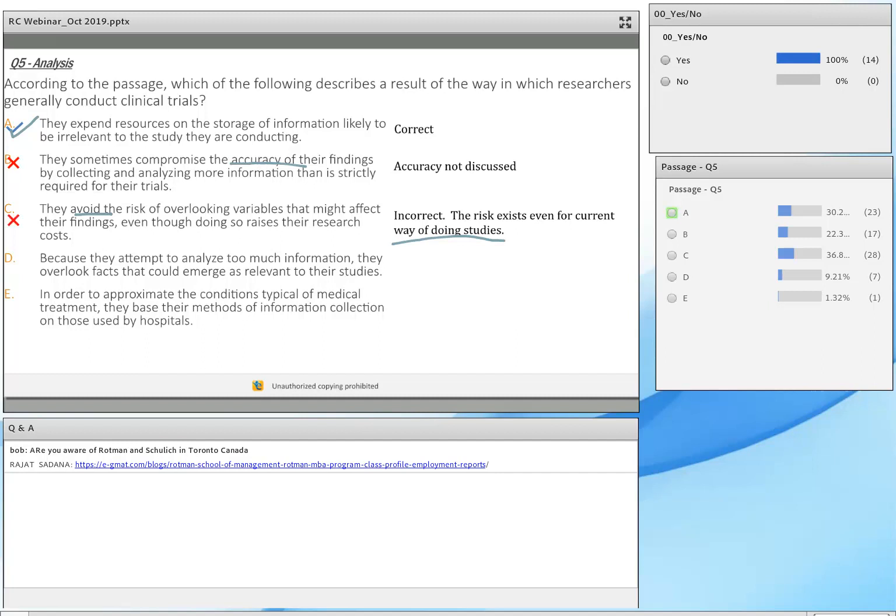Let's take a look at choice D over here. Because they attempt to analyze too much information, they overlook facts that could emerge as relevant to their studies. Again, that's not what the author is talking about in the passage at all. In order to approximate the conditions, they base their methods on the methods used by hospital. Nobody selected that. No, that was just for the comparison's sake. Okay. So choice A is correct.